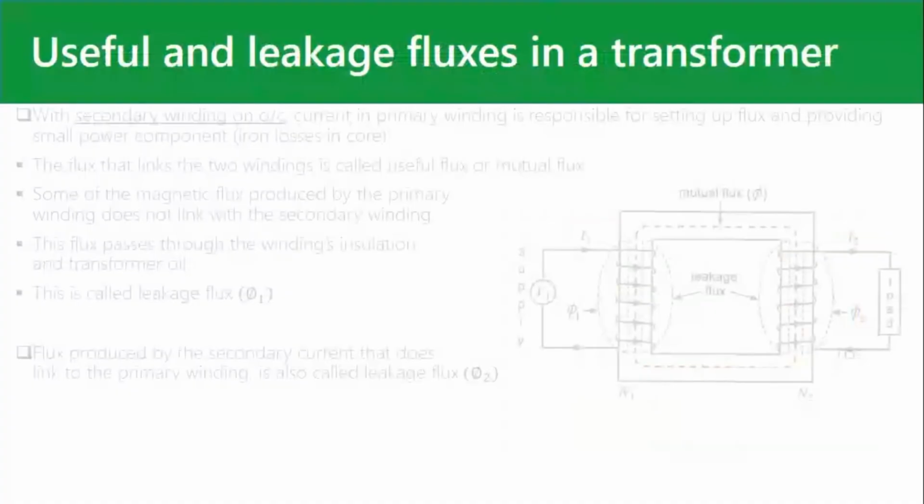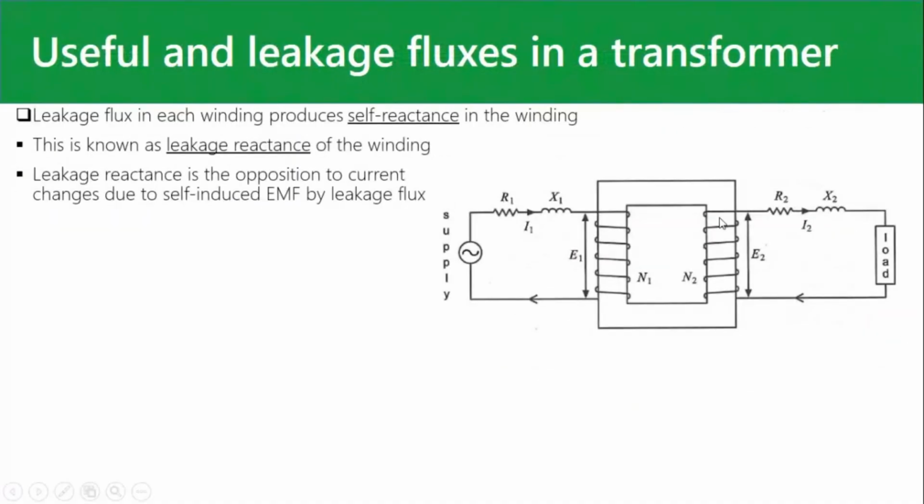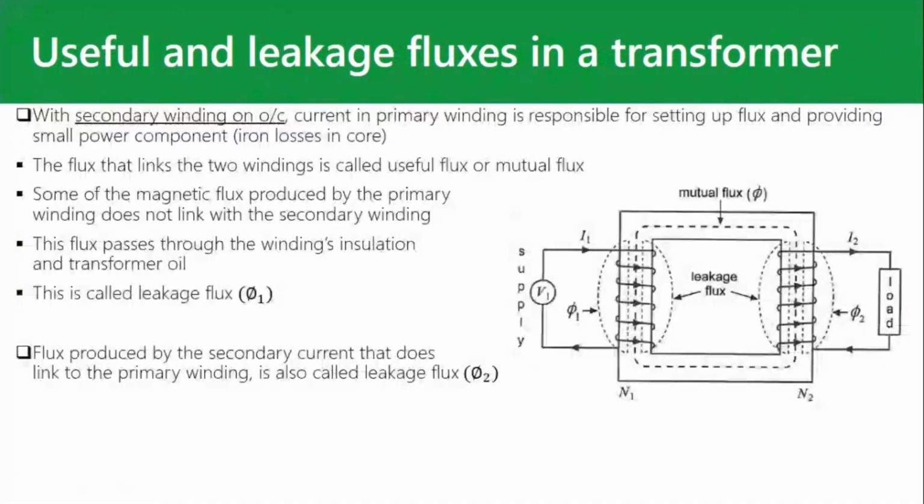So we have to take that into account, because it has an effect. This leakage flux is not static. It's pulsating at a frequency f, the same as this, and it induces a second EMF, a back EMF, in these windings. So it opposes the current. We have to take this concept into account. So that is leakage flux here.